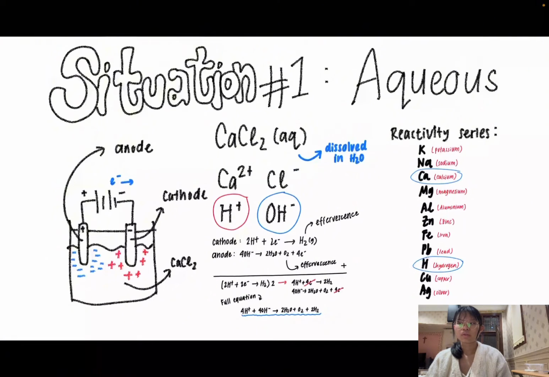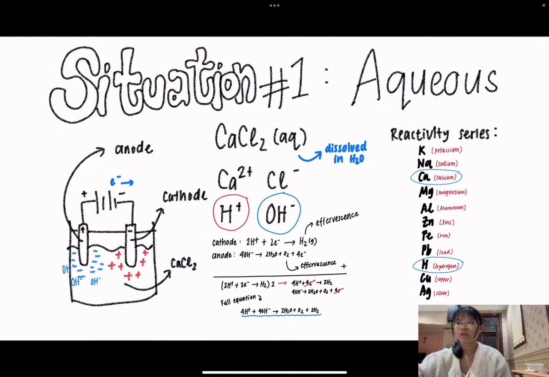And at the anode, we will also be observing effervescence, because we are going to be selecting the hydroxide ions. Therefore, the reaction happening at the anode would be 4OH- = 2H2O + O2 + 4 electrons. So the final equation with the electrons cancelled would be 4H+ + 4OH- = 2H2O + O2 + 2H2.